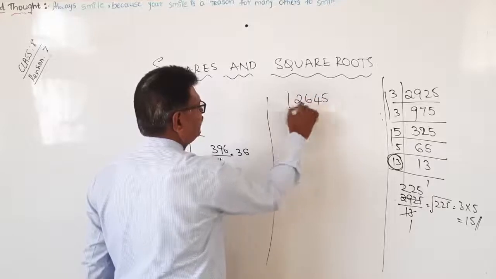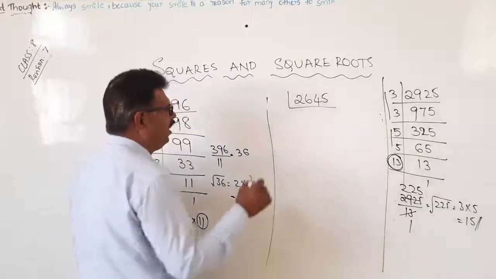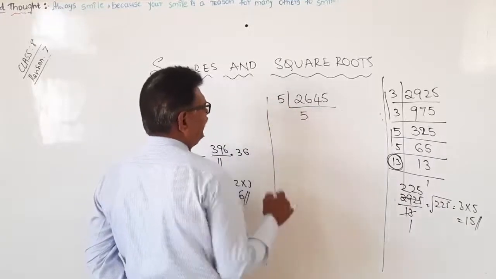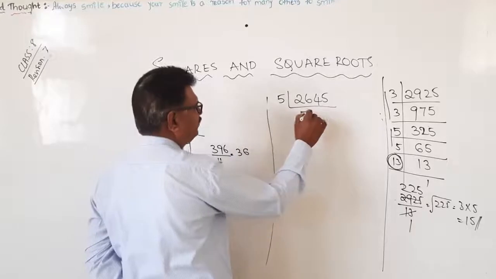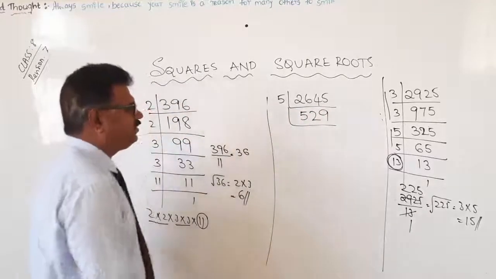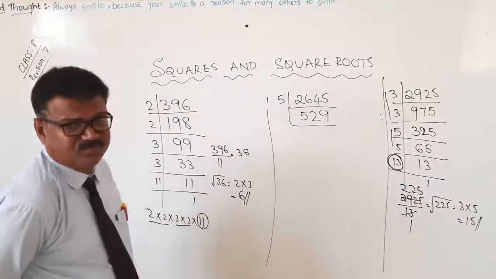2645. So very simple. 2 plus 6, 8 plus 12, 5, 5 fives are 25, 14, 5 twos are 10 and 5 nines are 45. Any number is there? 529? Yes, tell me.